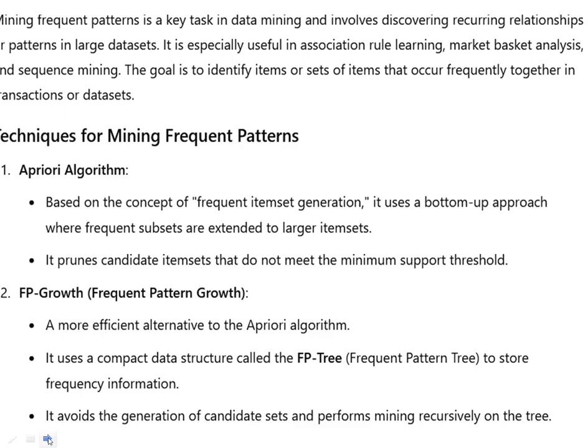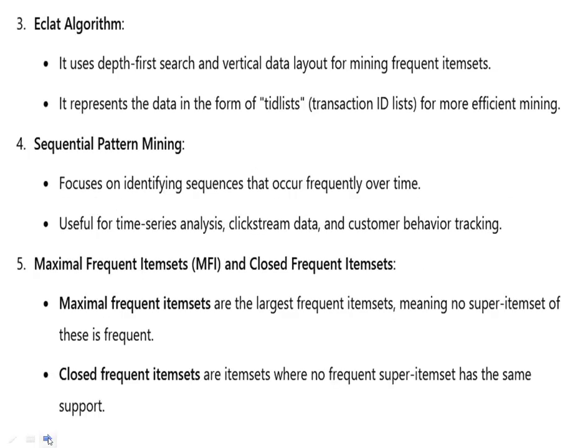Then we have FP-Growth, a more efficient alternative to the Apriori algorithm. It uses a compact data structure called an FP-tree, the frequent pattern tree, to store the frequency information, avoiding the generation of candidate sets and performing mining recursively on the tree. The Eclat algorithm uses depth-first search in a vertical data layout for mining frequent items. It represents the data in the form of a TID list, a transaction ID list, for more efficient mining.